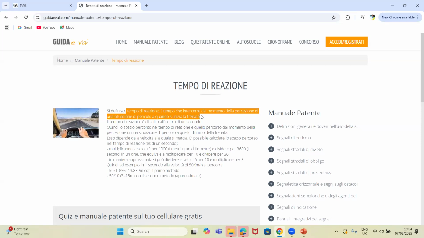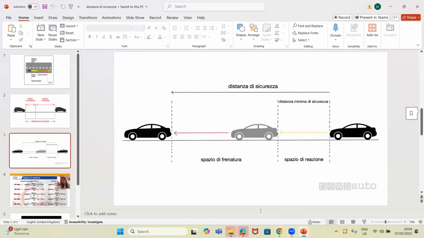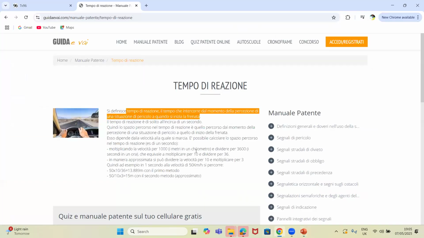They said spazio di reazione, this range, is that distance, that time it took you from the moment when you perceive a danger. Is it clear? When you perceive the danger, up to the moment when you start to hold brake. Let me repeat again. This range, what they call spazio di reazione, tempo di reazione, is from the moment when you start to perceive the danger up to when you hold brake. Is it clear now?